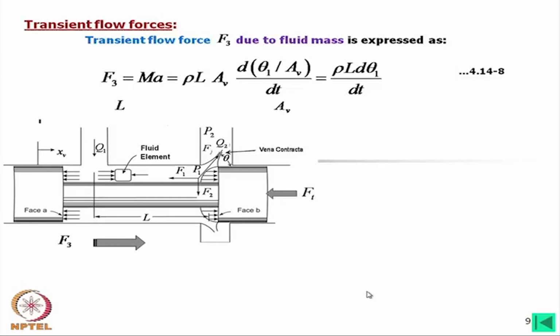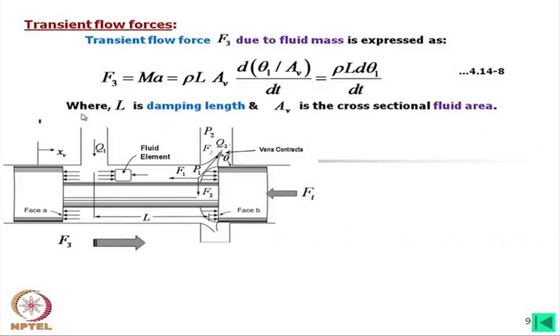Now, F3, say fluid is flowing like this. So, we can say this F3, this transient flow force, is acting in this direction. Now, this length L is called the damping length, and it has a great role in the valve performance, because if we make it small, then this length will be small and this force will be small. Okay. If we make it large, then this damping length will be higher and this force will also be higher.